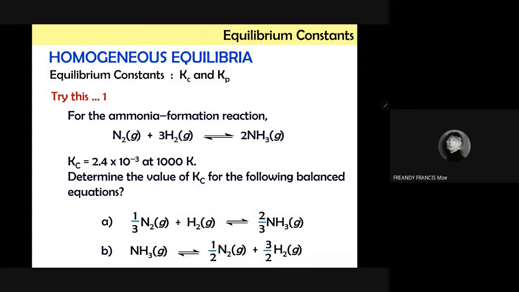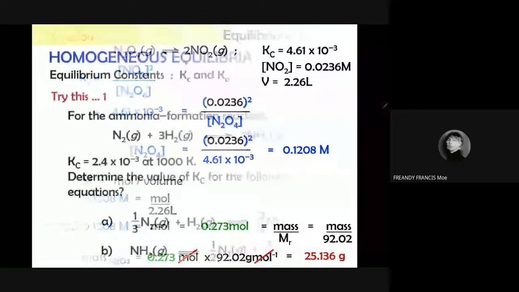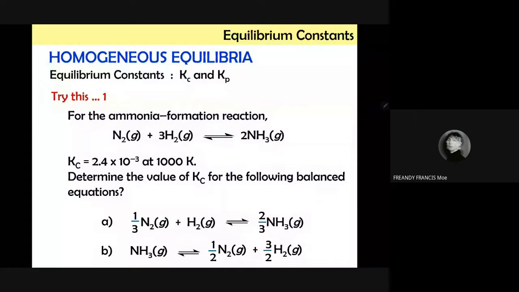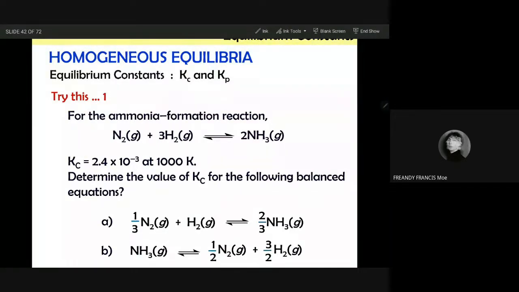Okay, equilibrium constant Kc Kp ni, try this one ni. So for the ammonia formation, okay, reaction, so kita ada ini. Determine the value of Kc for the following balance equation. Okay. Sorry, not this one. Homogeneous equilibrium. Kejap. Sebentar.